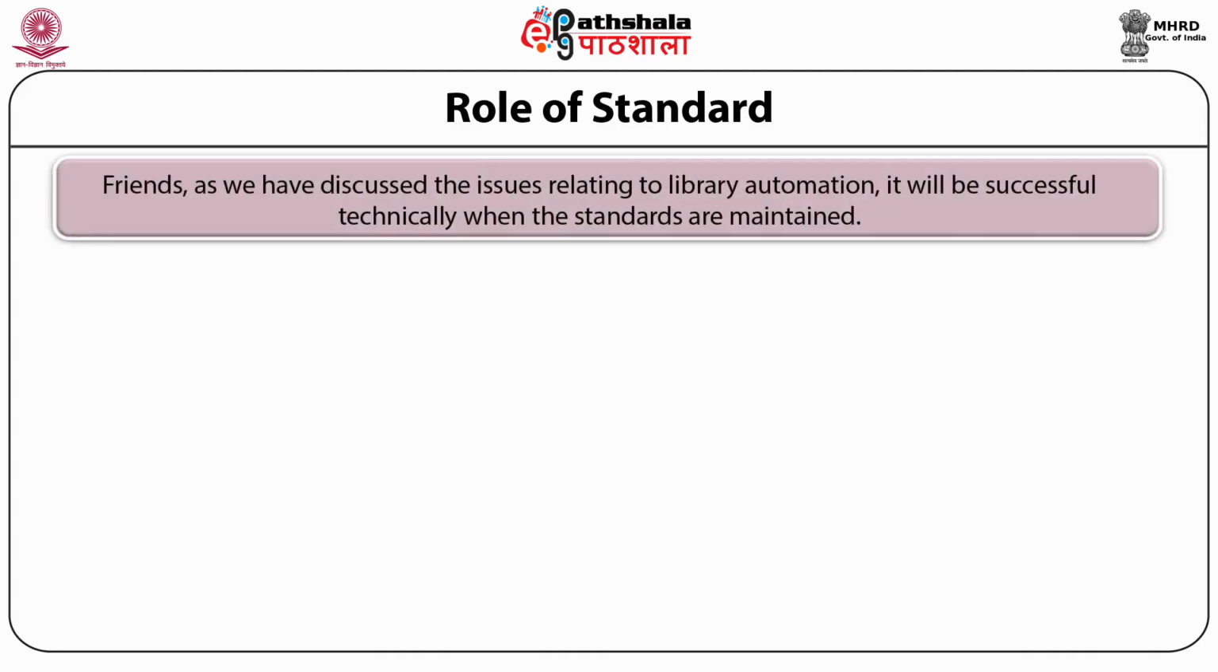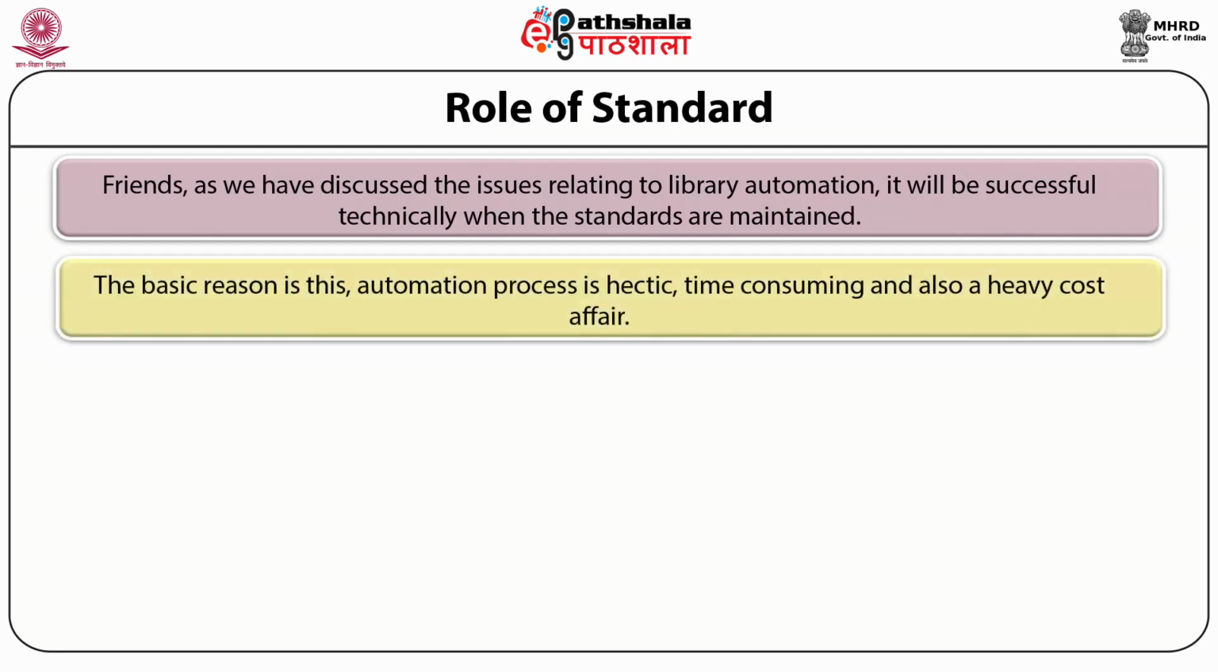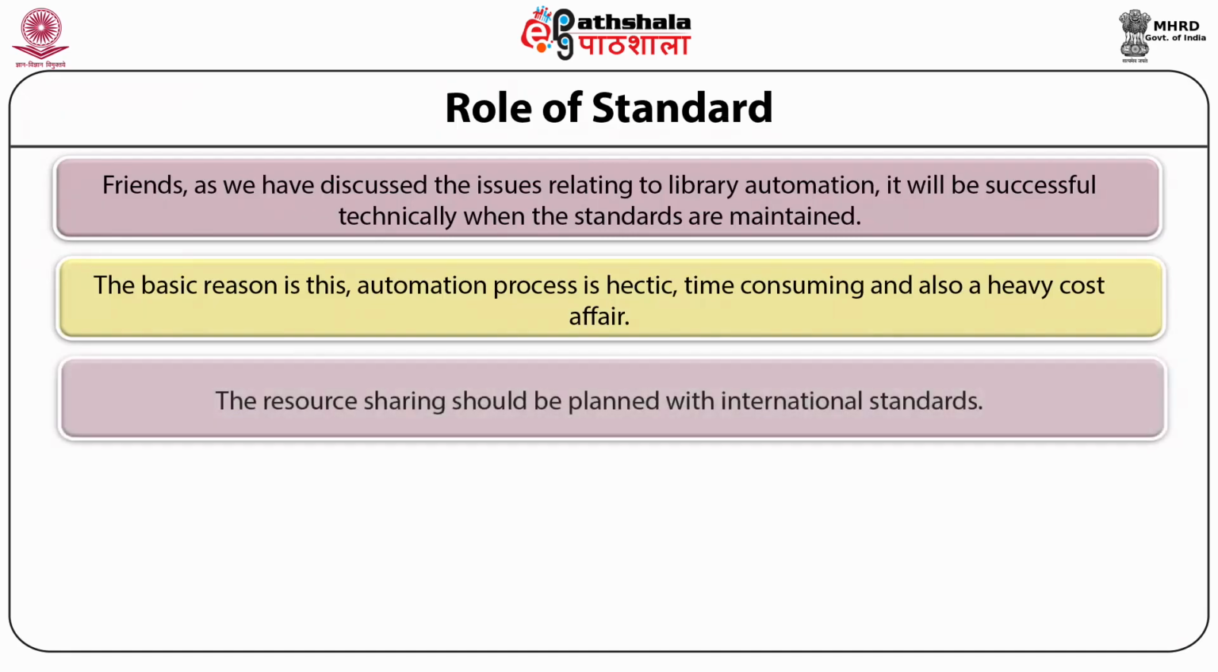So friends, as we have discussed the issues related to library automation, it will be successful technically when the standards are maintained. The basic reason is this: the automation process is hectic, time consuming and also very costly. Implementing standard aspects is very useful now and in the future. Resource sharing should be planned with international standards, for any library, as we talk of library activities.